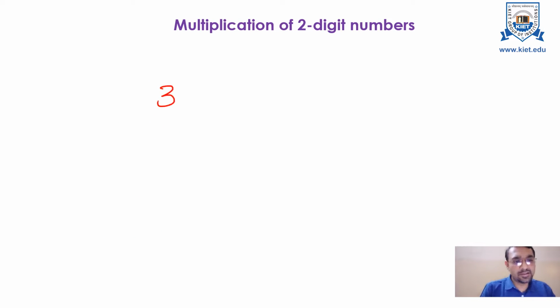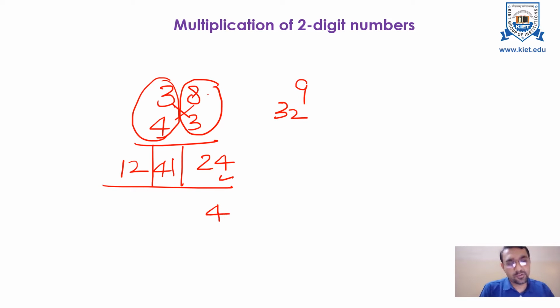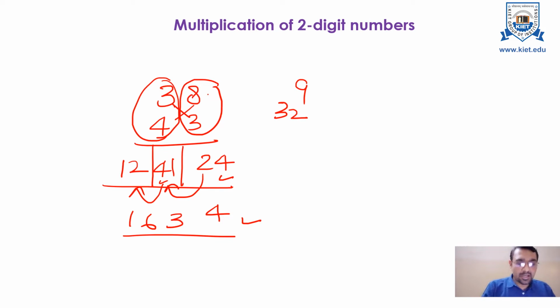Let's say the numbers are 38 and 43. First you have to multiply the rightmost digits, 24, then the leftmost digits, 12, then the diagonal digits: 3 3s are 9 and 8 4s are 32. 32 plus 9, 41. Take the rightmost digit 4, take the 2 as carry and add with 41: 41 plus 2, 43, 3. Take the 4, so 12 plus 4, 16. 1634 will be your answer. I hope you have understood the concept. Okay, I am taking one more example.